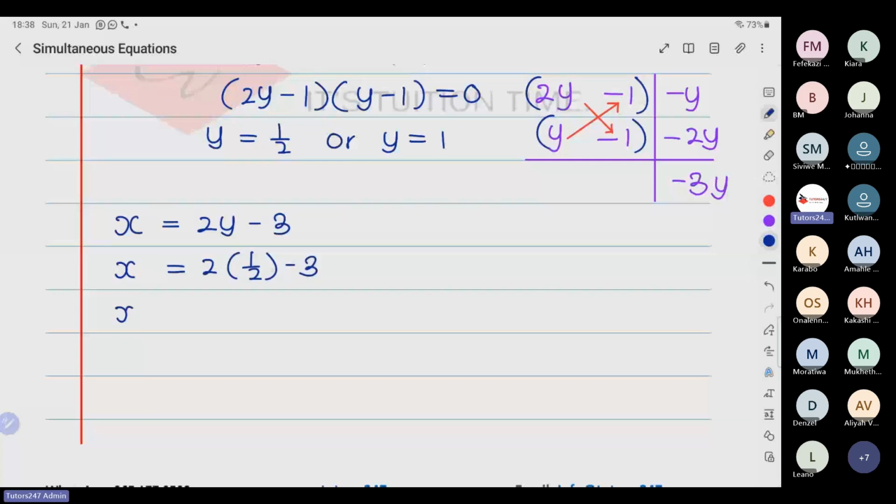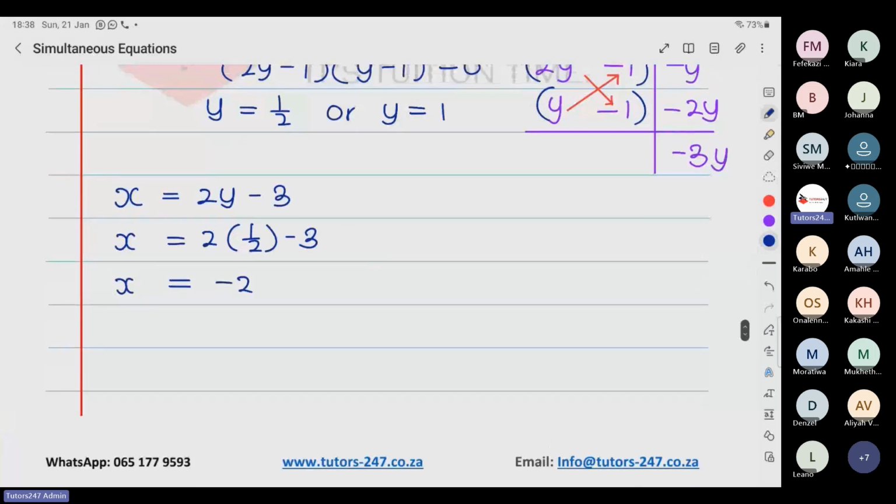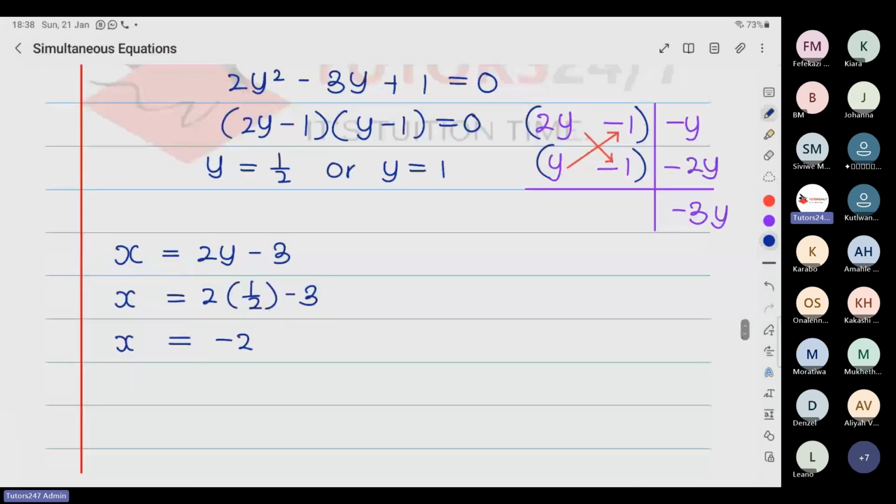And when you put that into your calculator, you should get 1 minus 3, which is -2. So when y is -1, x is -2. Now we need to find out what is the value of x when y is +1.